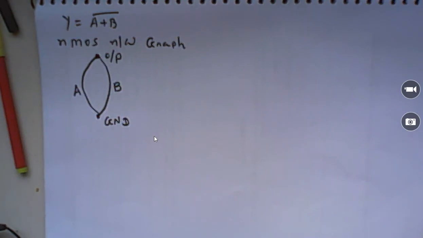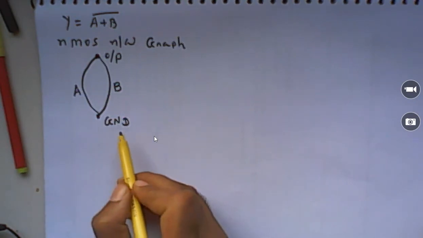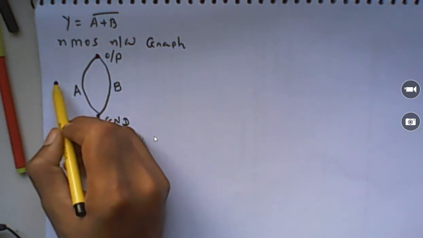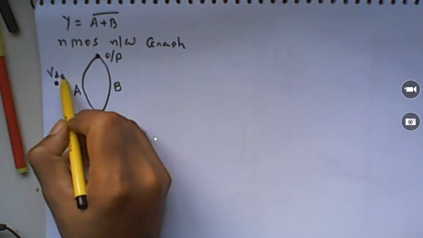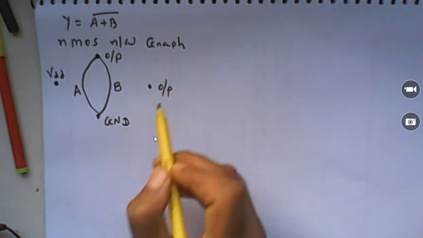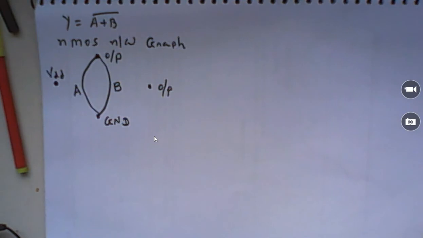Now to find out the PMOSFET network. The PMOSFET network is the dual of this NMOSFET network graph. So how to find the dual graph of this? We know the PMOSFET is between VDD and the output. We know how to find the dual of any graph. We already learned this in network theory, right?